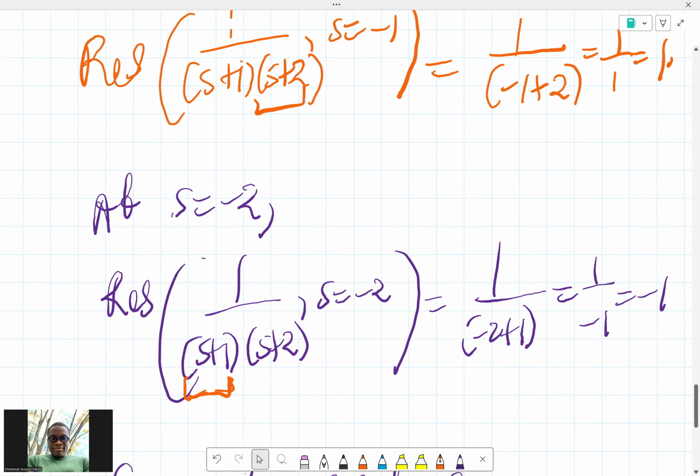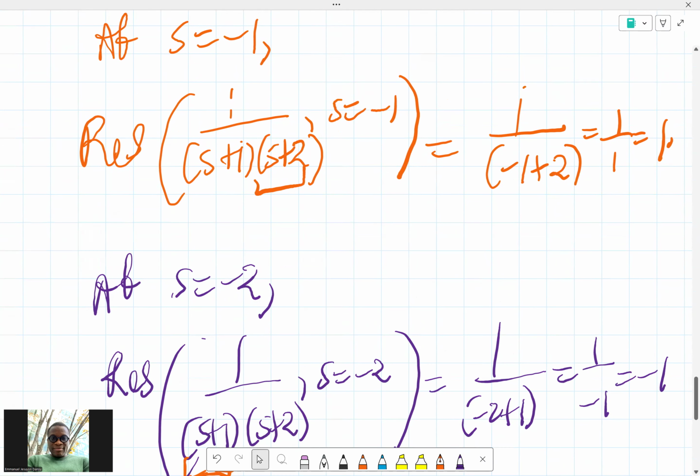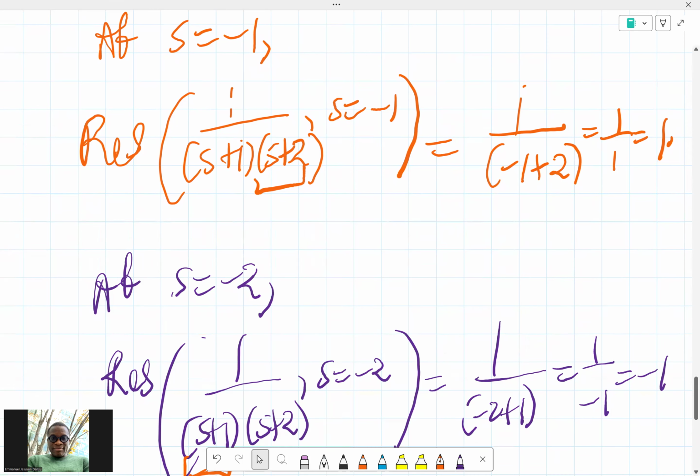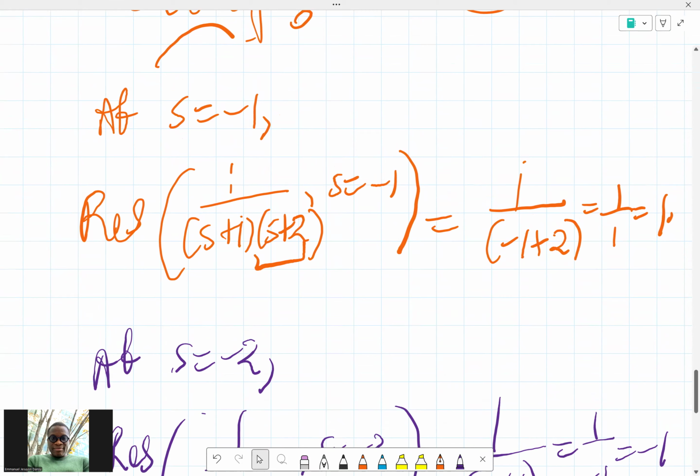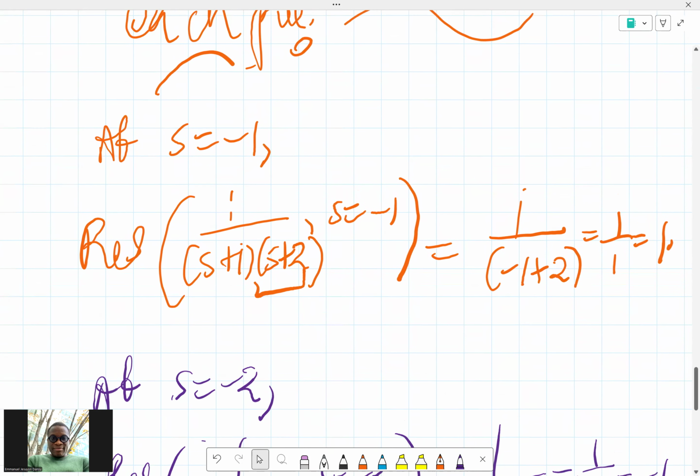Okay, so the contribution from this residue is to f of t. I think it's basically about the poles actually. F of s by s plus 2.